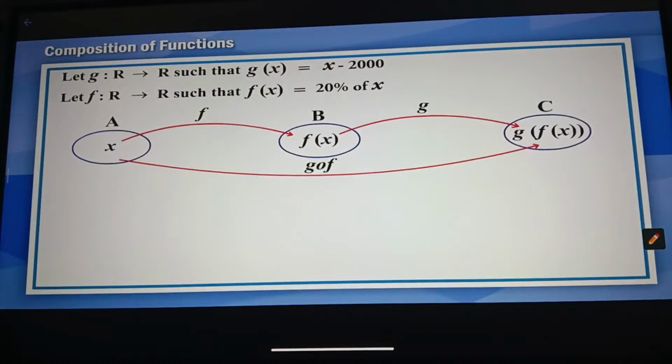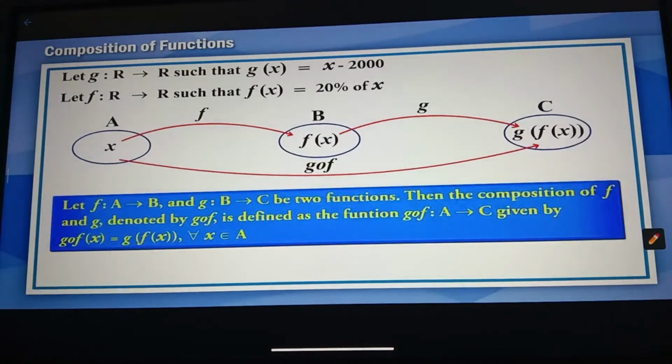This leads to the definition of composition of functions. If f is a function defined from A to B and g is a function defined from B to C, then the composition of f and g is a function defined from A to C, denoted by g circle f, and is equal to g of f of x for all x belonging to A.